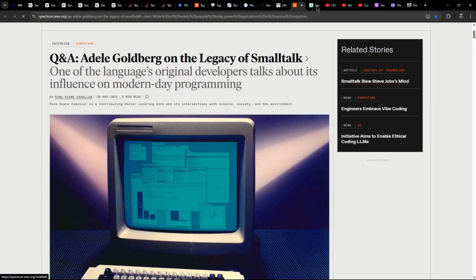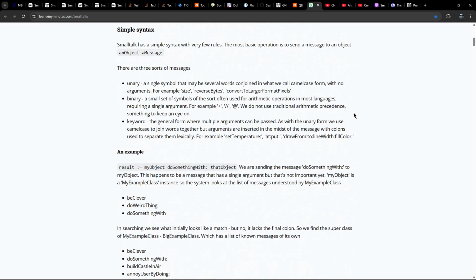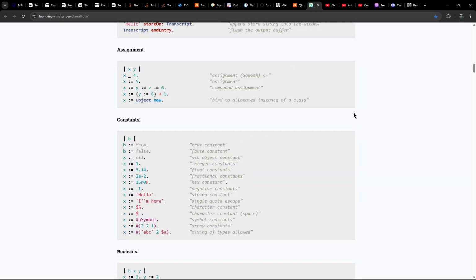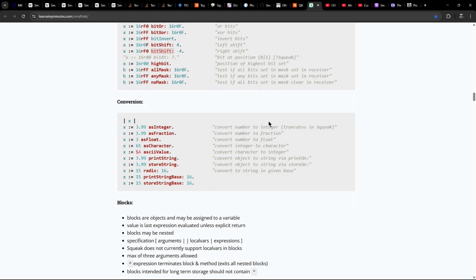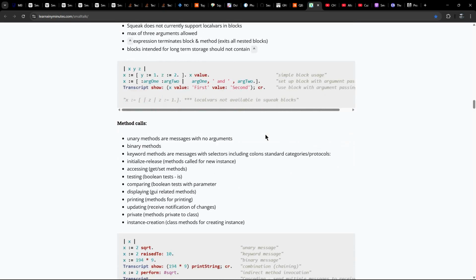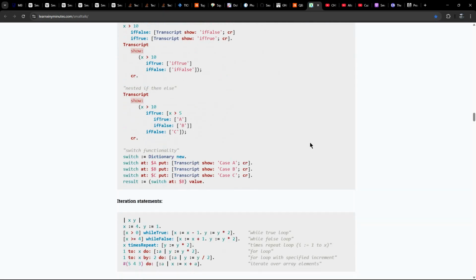So this is a really useful resource if you've not stumbled across it already. Learn X in Y Minutes. It gives you really nice, succinct overviews of languages and groups together different types of things in the language.